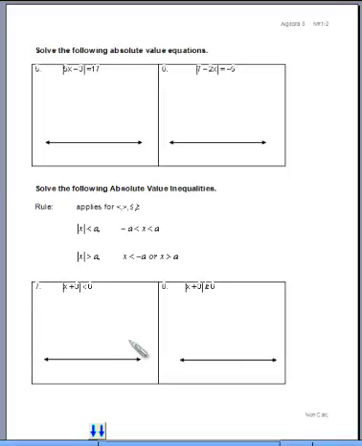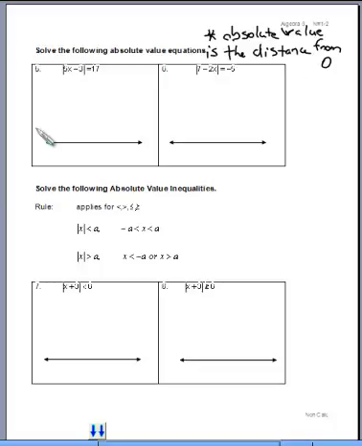We want to solve these absolute value equations. Now remember, absolute value is the distance from 0. It's never negative. That looks like an R, but it's a V. Absolute value is the distance from 0.